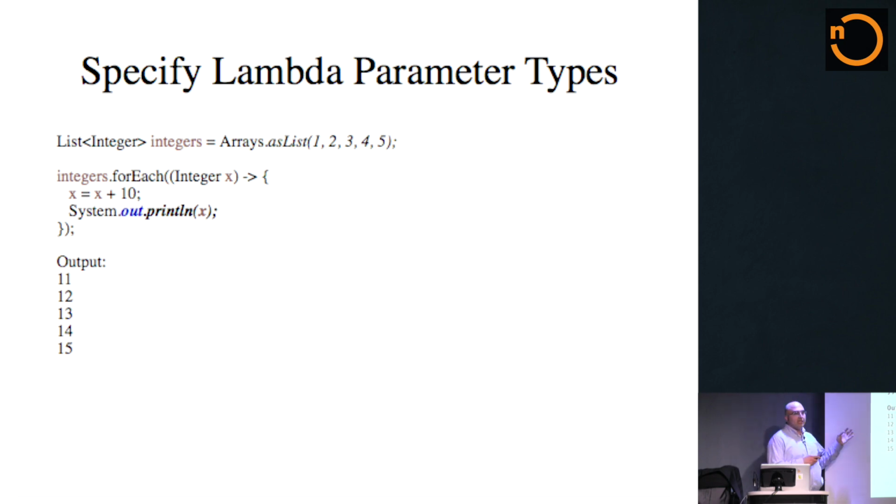Now, you don't really need to say that because Java 8's compiler is able to do type inference. So Java 8's compiler says, OK, let me look at integers. What is the data type? It's a list of Integer. So if I'm going forEach over a list of Integer, well, what am I going to pass to the lambda expression? An Integer. That's why the type is optional. Okay?